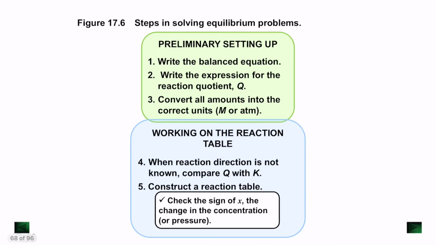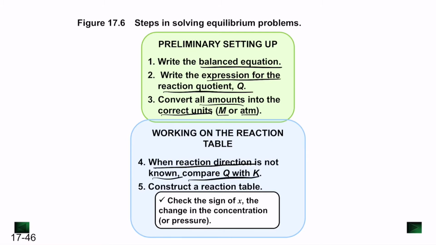So these are the steps here in summary. The preliminary setting up involves the balanced equation first. Next, writing up the expression for the reaction quotient. Finally, convert all amounts into the correct units, either molar units or atmosphere if it's a Kp. Next, when reaction direction is not known, compare Q and K.